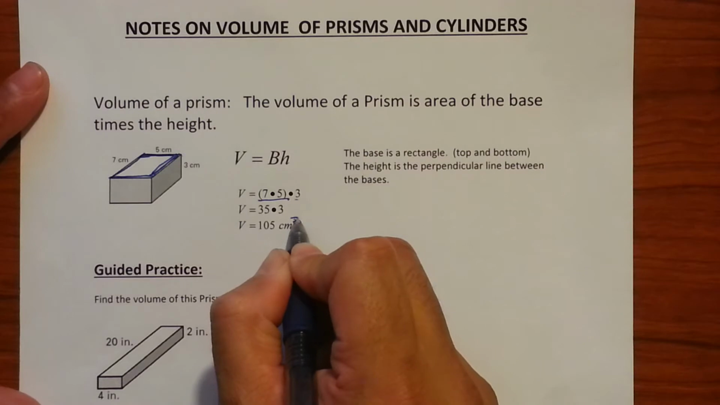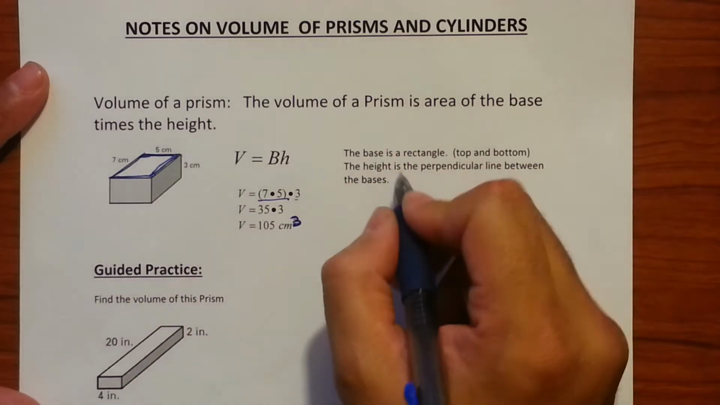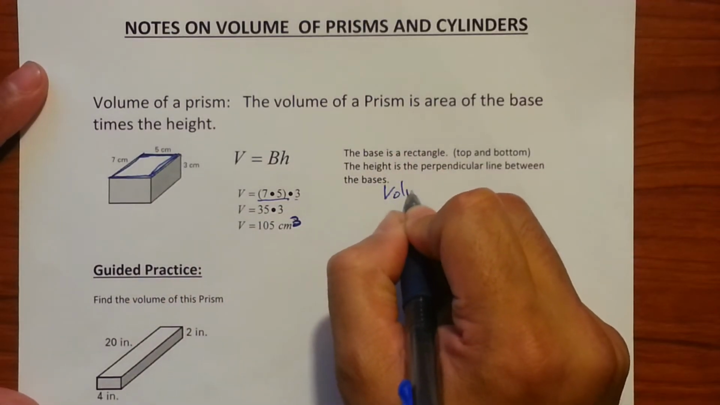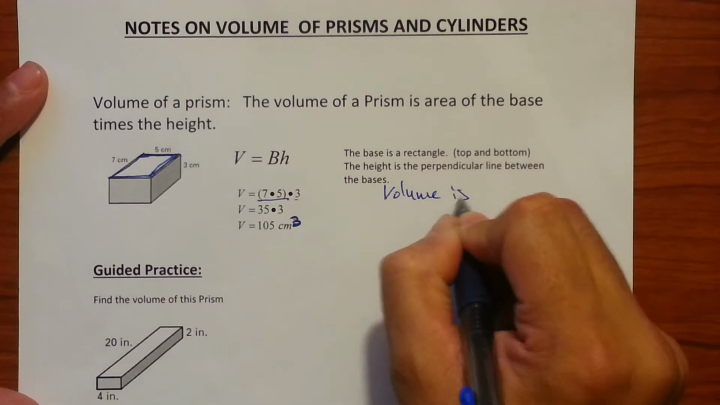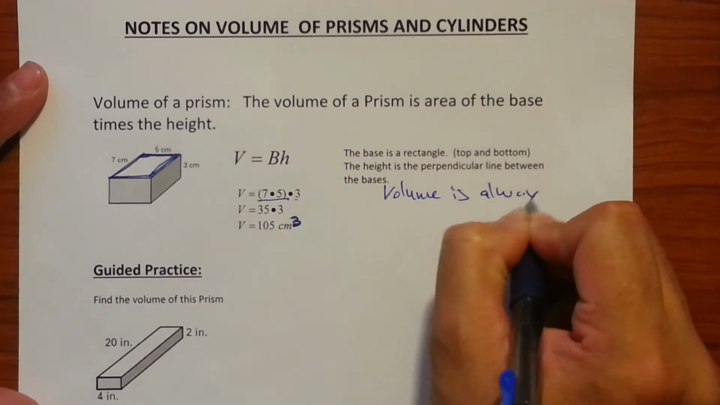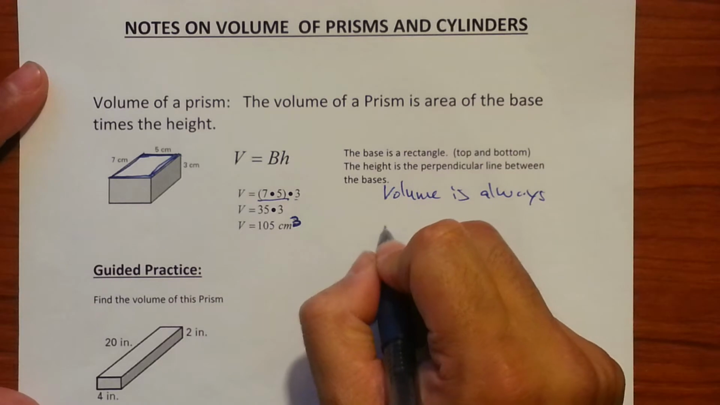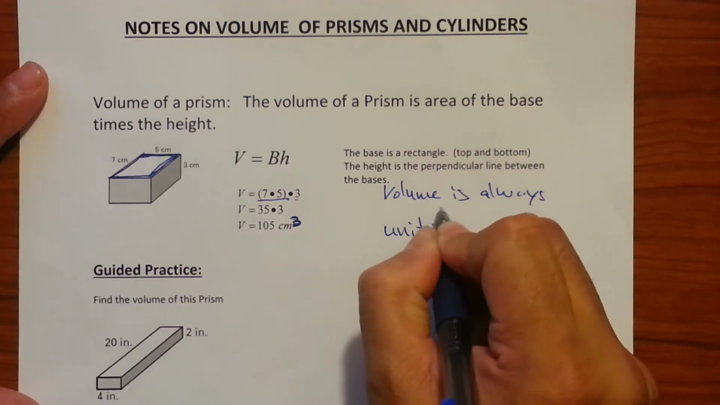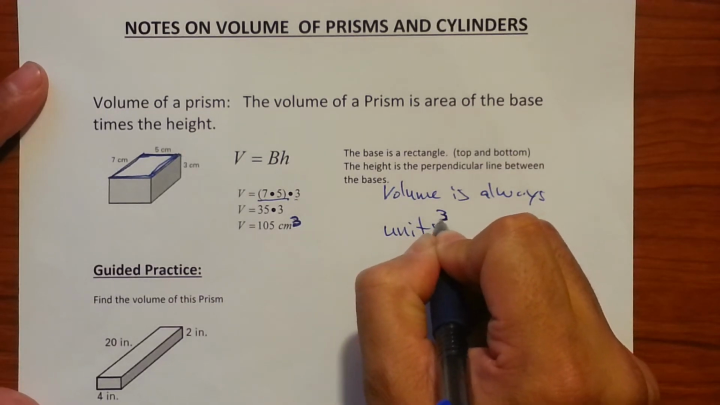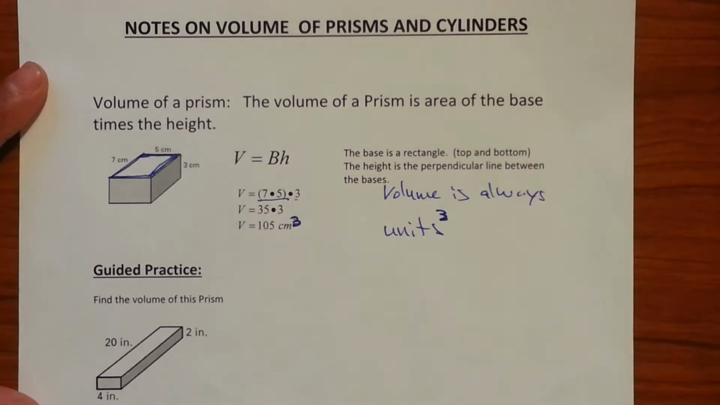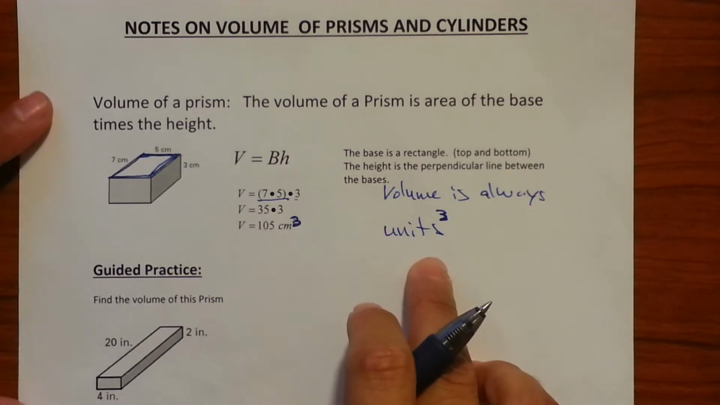There's a typo on here, I'm sorry. Now volume is always cubed. So whatever the units are, it's going to be to the third power. Like that. So it's always going to be a third power.